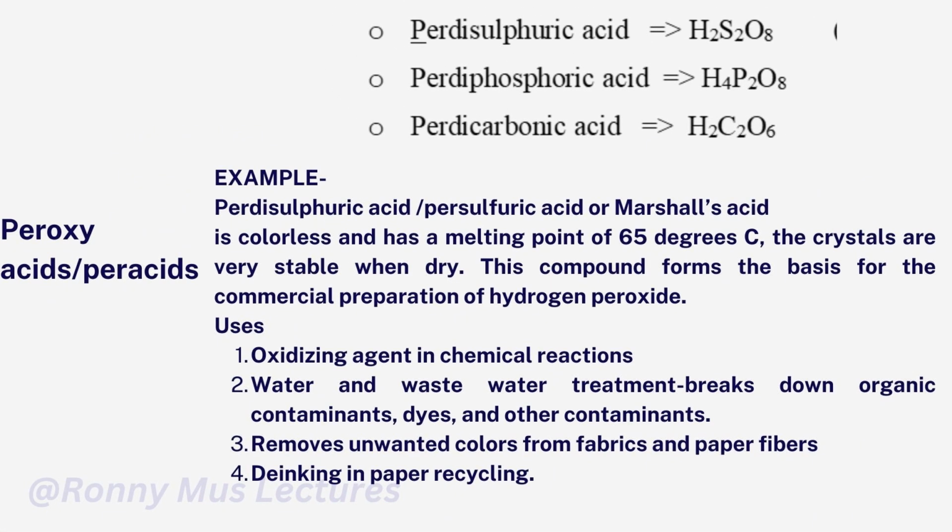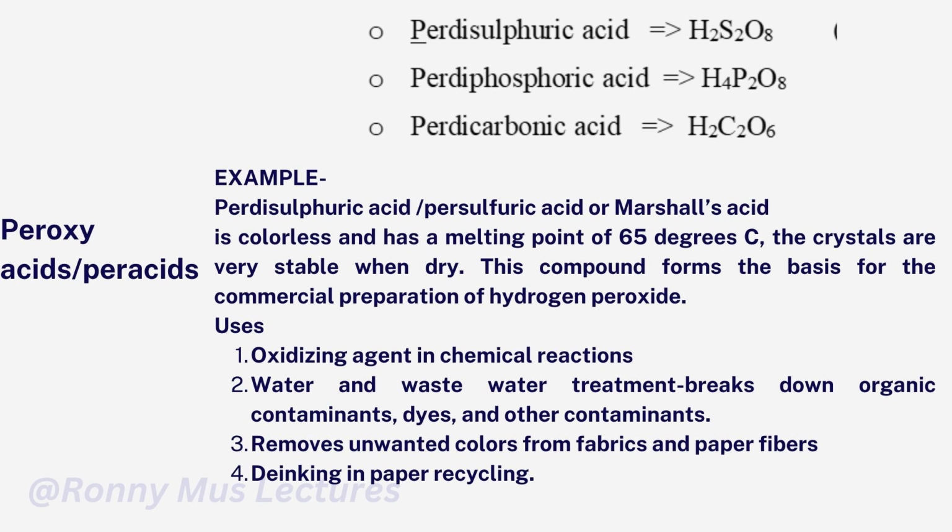So examples of peroxy acids are per-disulfuric acid, per-diphosphoric acid, and per-dicarbonic acid. We look at one example, which is per-disulfuric acid. It is also known as per-sulfuric acid or Marshall's acid. It is usually colorless and it has a melting point of 65 degrees Celsius. You'll find that the crystals are very stable when dry, and therefore this compound is used in commercial preparation of hydrogen peroxide. What are the uses?